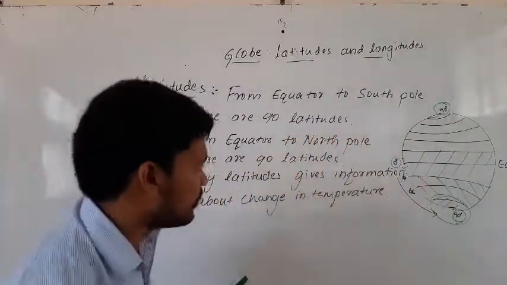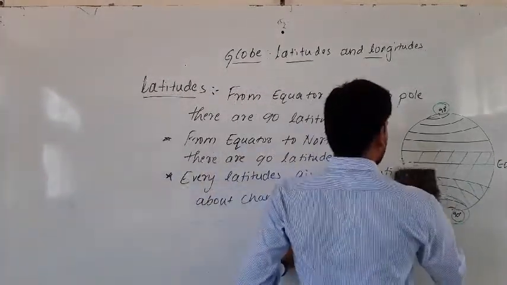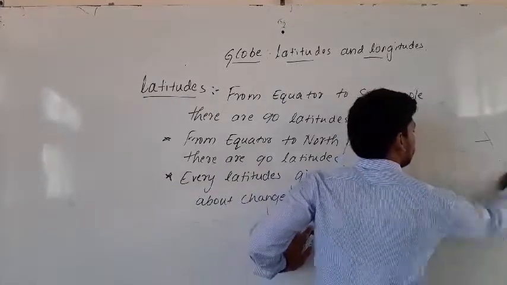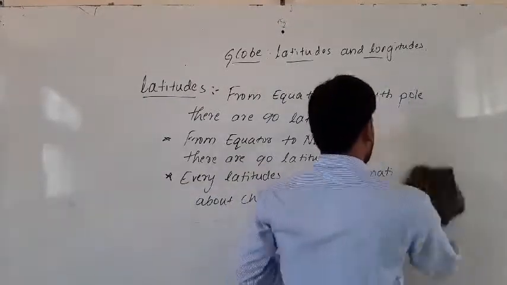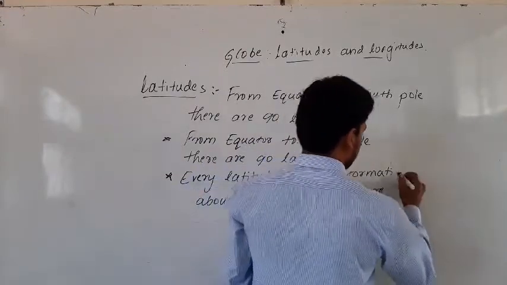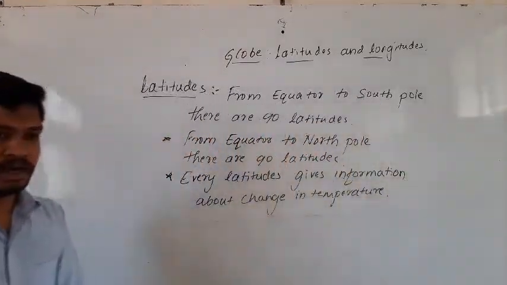And there are 5 important latitudes. There are 5 important latitudes. Then write down these points. We'll go for the next one. Write on these points.